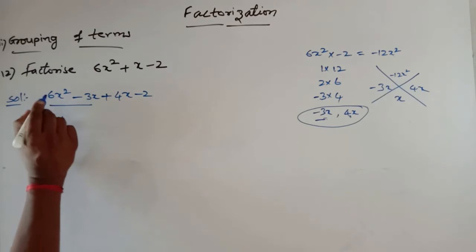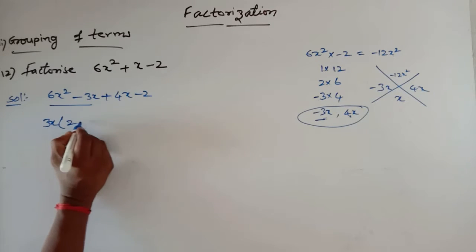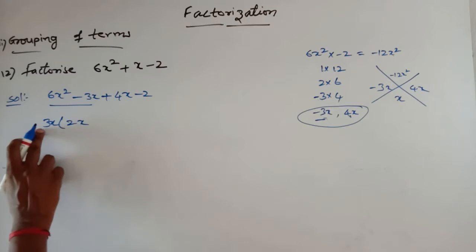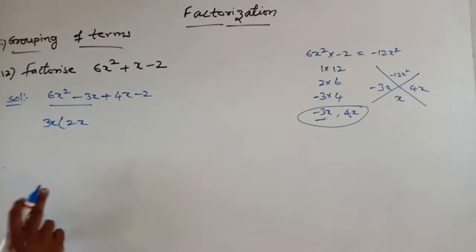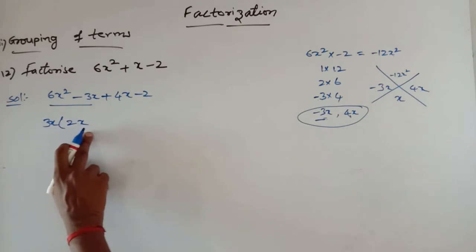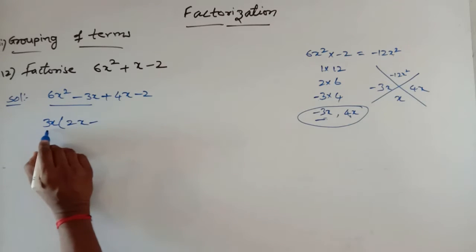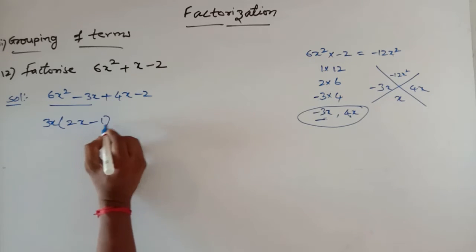After taking 3x, what is the remaining? 2x, because 2 3s are 6. x into x square is x square. So I got this value. Minus, so already 3x gone. The remaining will be 1.